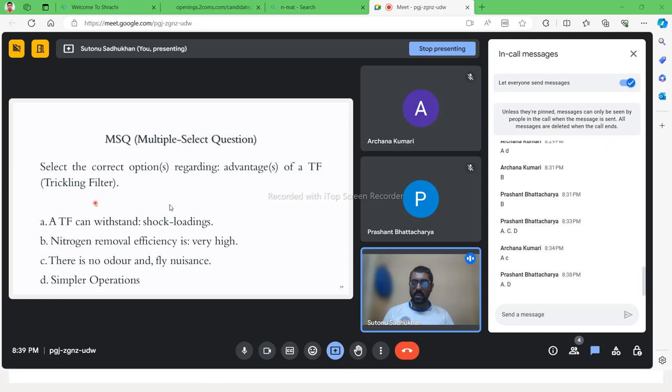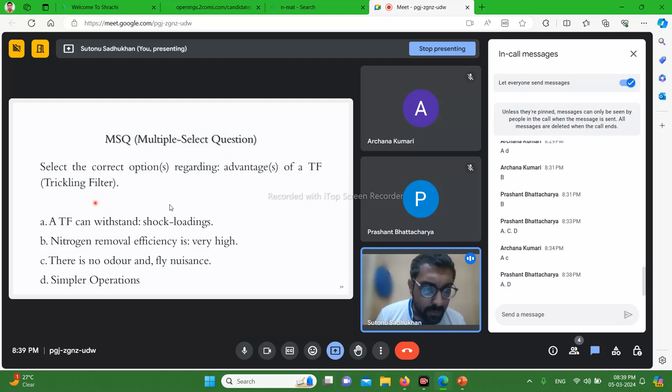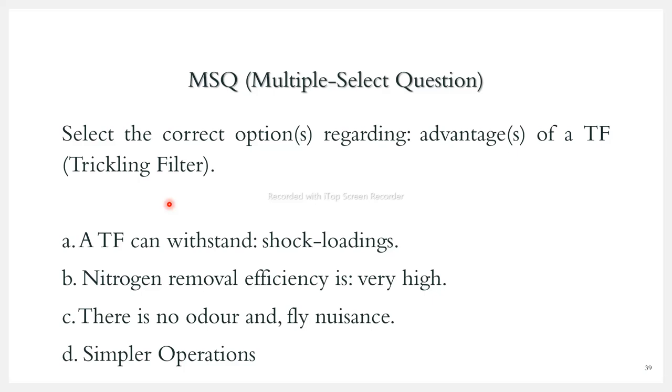As far as I remember, both of you have answered. Okay, only Prashant has answered. A and D. Prashant has answered, shock loading is an advantage, simpler operation is an advantage. As far as I remember, the odor and fly nuisance that they are talking about, it is not an advantage of a trickling filter. Why? Because you see, a trickling filter is an attached growth process.